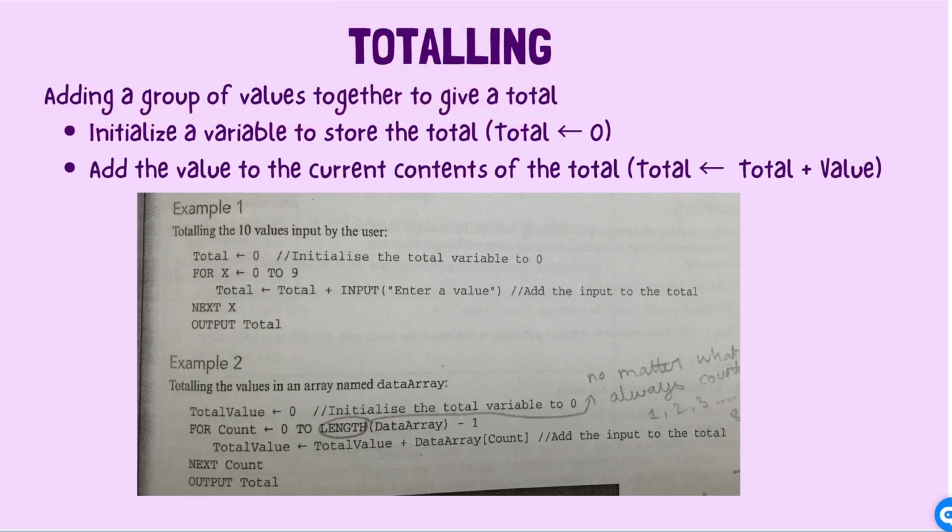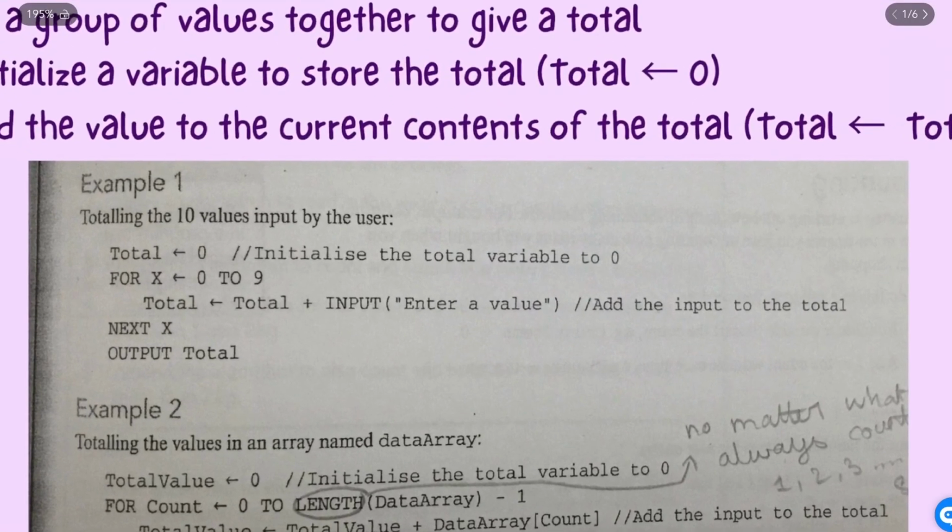So for totaling, you need to do two important things, which is to initialize a variable to store the total, like total is initialized to 0, and to add the value to the current contents of the total. So total becomes total plus value. Let's look at some examples.